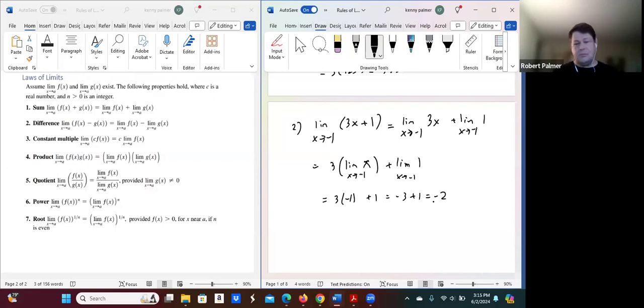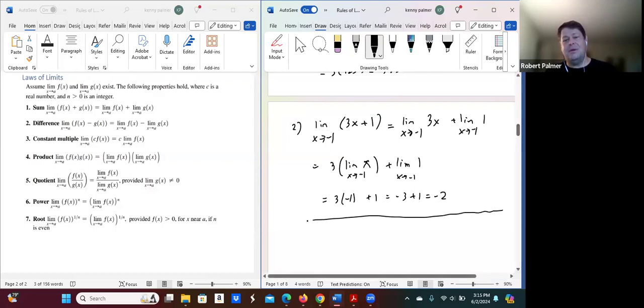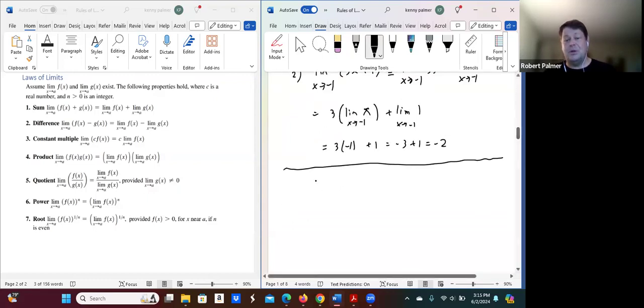All right. Now, let's take a look at some that are maybe a little harder to figure out at first. Let's actually take a look at a rational function. So number 3. Let's say we want to do, first off, a limit.